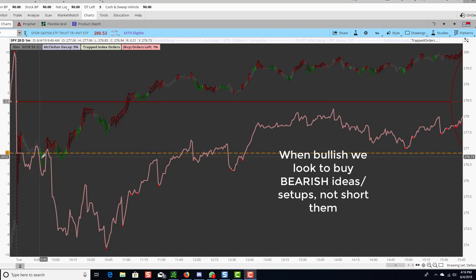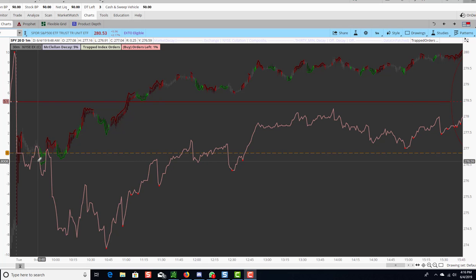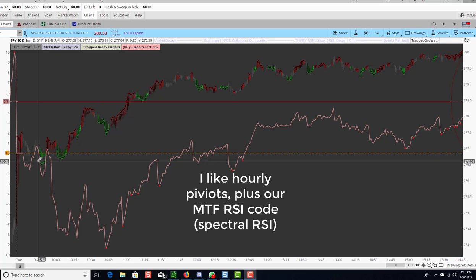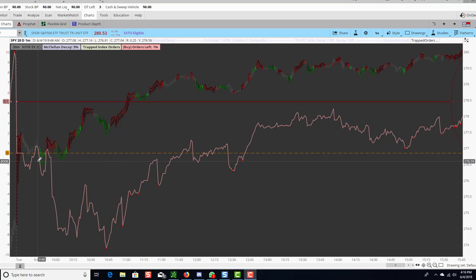So we can see here's where we got long. Right here, we saw DECAY go below zero with sell volume, and you can use other tools to get more pinpoint accuracy. I personally like hourly pivots. Those are my favorite. I also have an RSI that we coded, the spectral RSI, a multi-time frame RSI that's a little bit more in detail. I'll have another video about that. So if we look here, you can see that we got a bearish idea, and the bulls bought this bearish idea.